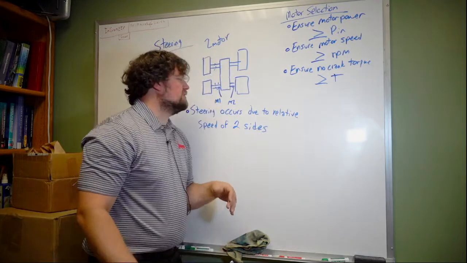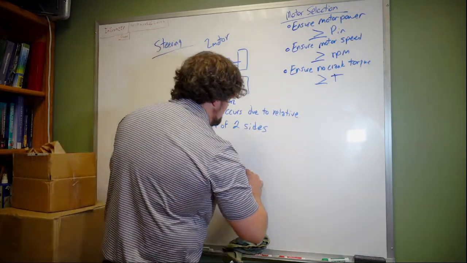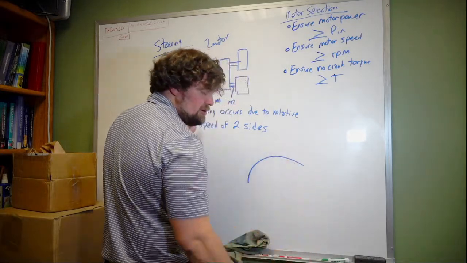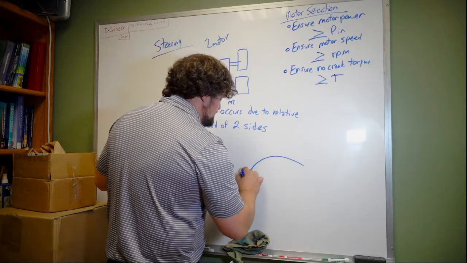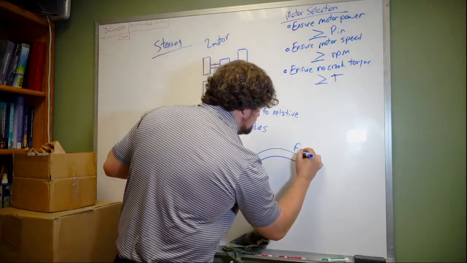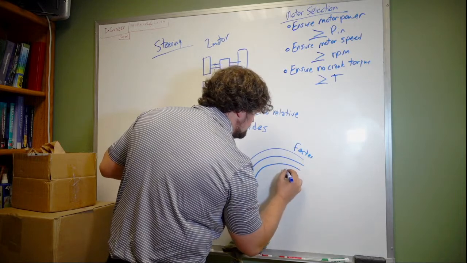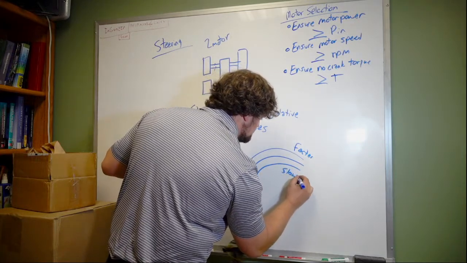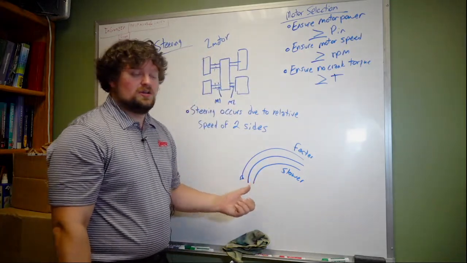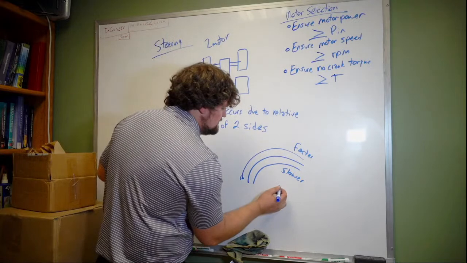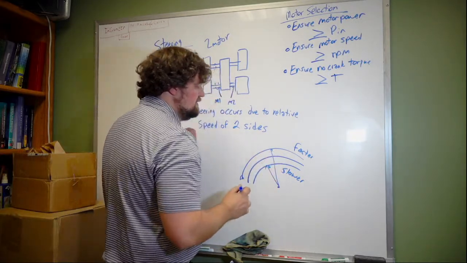So your steering is going to occur due to the relative speed of the two sides. Okay, so if you think about it, if you are traveling along an arc, you're just turning, your outside wheels will actually be traveling faster than your inside wheels. Your inside wheels just move slower. And you can calculate this based on the radius of curvature for both of these.